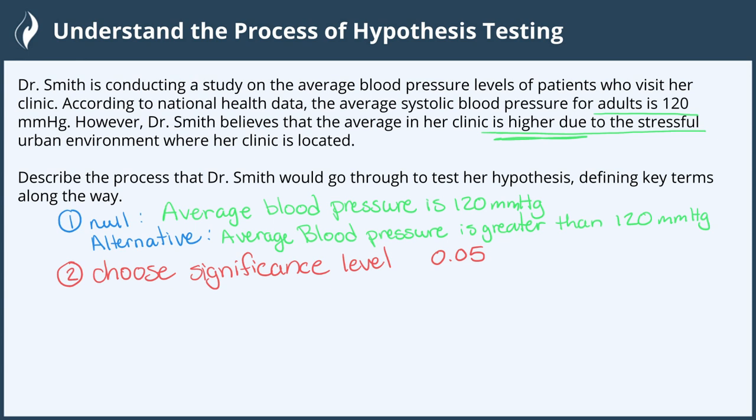The third step for Dr. Smith is to collect data from a random sample of patients at her clinic. After she collects her data, she calculates her test statistic from her sample. This will either be a z-score or a t-statistic.